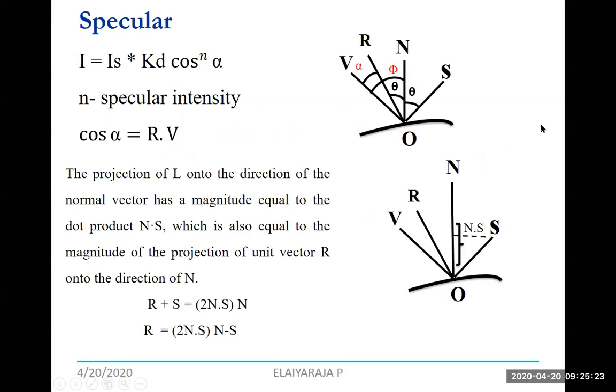The light source hits the object surface, and from the viewer point you are going to view the reflections. At point O, it hits the surface, and if it is a shiny surface, it is going to reflect. So the light source hits the surface and the particular light rays reflect.